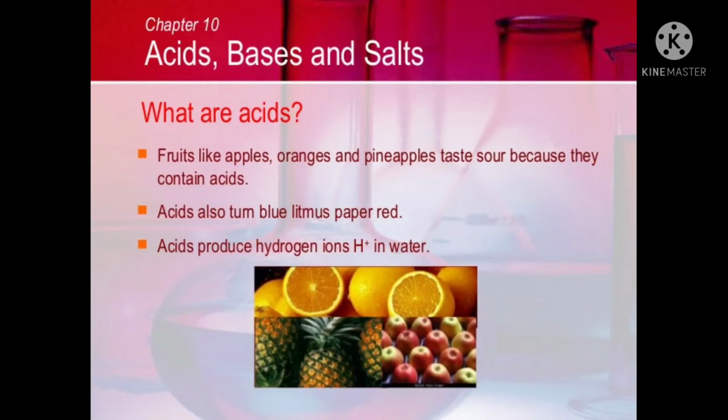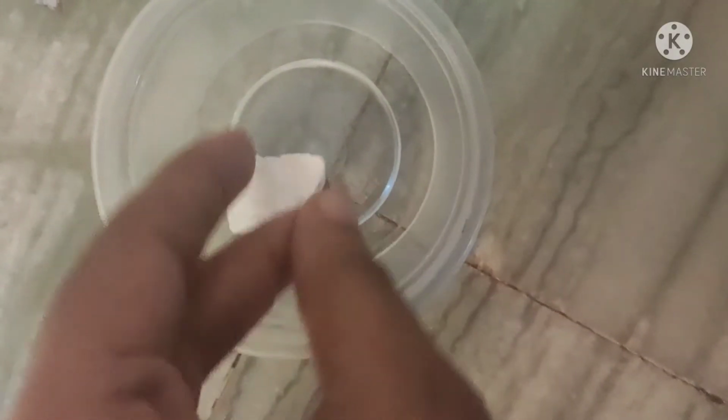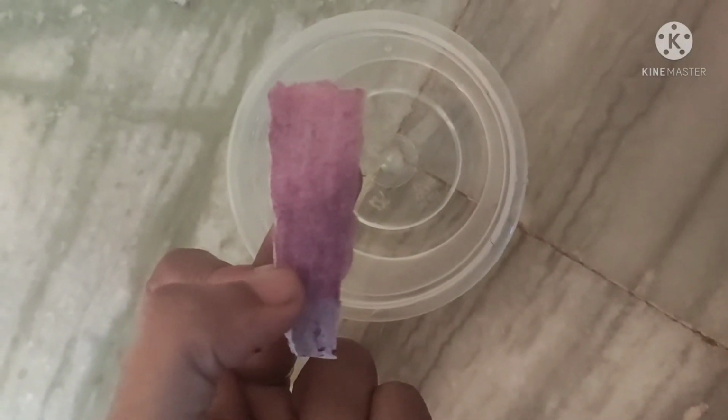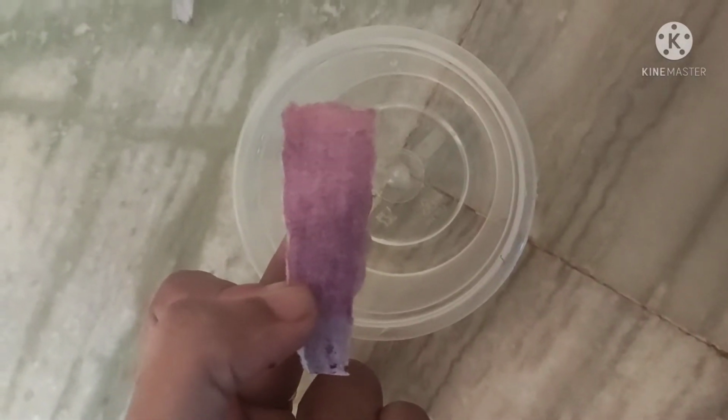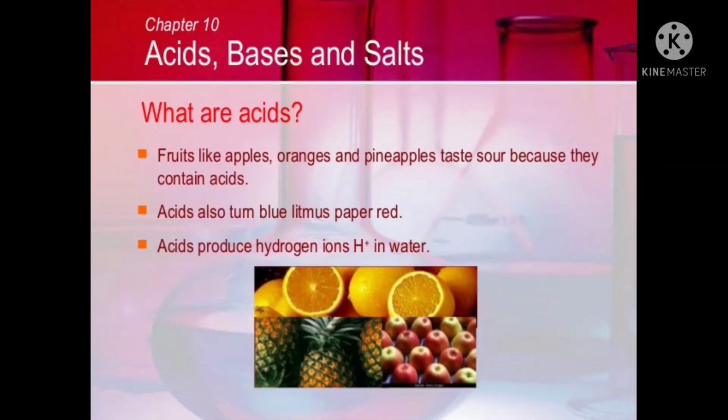Acid also turns blue litmus paper to red. We know that hibiscus, rose, all those act as litmus in nature. Let's do an experiment using hibiscus as litmus. Now I am going to dip this litmus into vinegar. What can you observe? The blue litmus changes into red. That means it is an acid. From this we can say acids turn blue litmus paper to red.